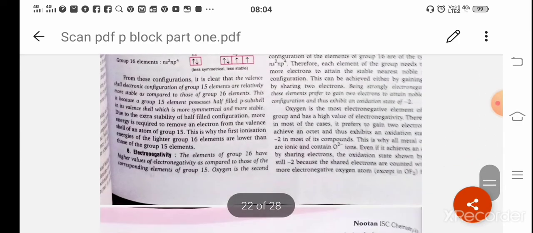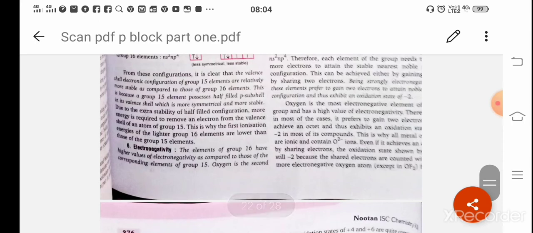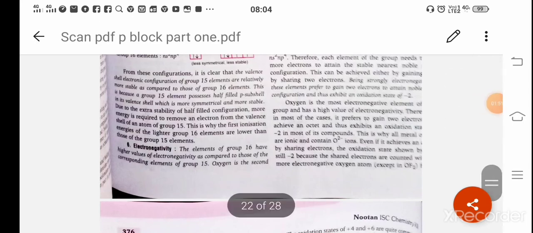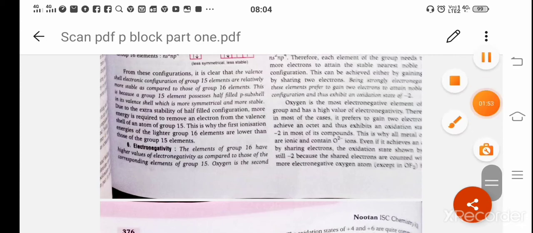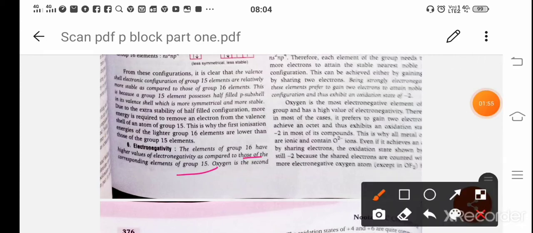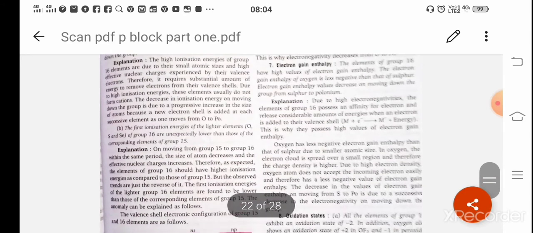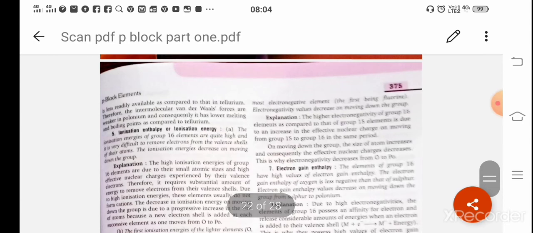Now the next property, the electronegativity. Group 16 elements' electronegativity is slightly higher than group 15 due to the higher nuclear charge, and down the group this electronegativity decreases due to increase in size. Oxygen is the second most electronegative element of the entire periodic table after fluorine. This is due to its small size and high electronegativity.